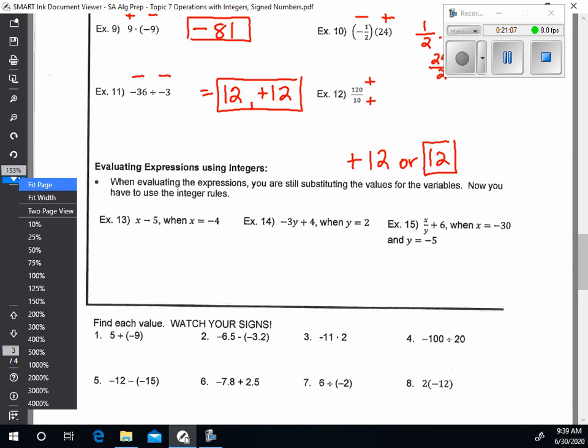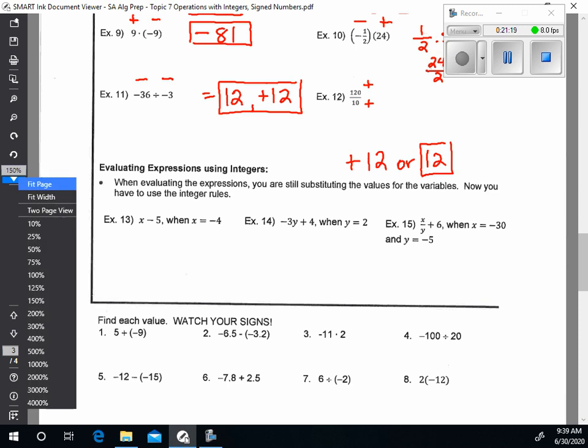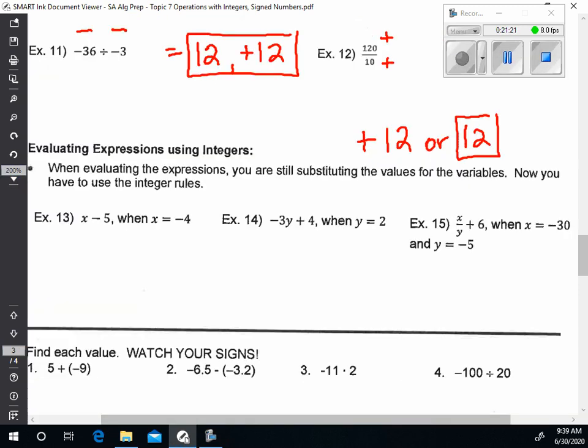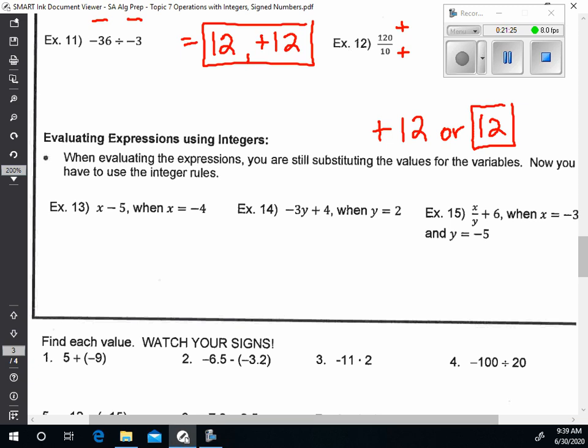So if integers are involved, you're still substituting in for the values for the variables, but now you have to use all the integer rules that we just went through. So let's start with example 13. X minus 5 when x is equal to negative 4. So that means we take negative 4, plug it in for x. You get negative 4 minus 5.